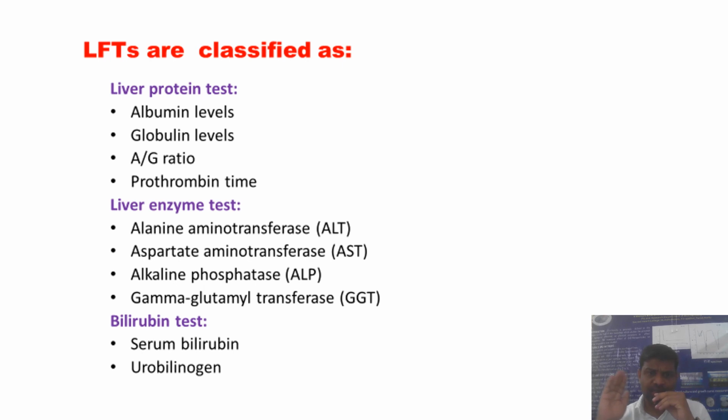The LFTs are classified into liver protein tests, liver enzyme tests and bilirubin tests. The liver protein tests include albumin levels, globulin levels, AG ratio, prothrombin time, etc. On the other hand, liver enzyme tests include alanine aminotransferase, which we call ALT, aspartate aminotransferase, AST, alkaline phosphatase, ALP, and gamma glutamyl transferase, GGT. In the bilirubin tests, serum bilirubin and urobilinogen can be tested with the help of the liver function test.